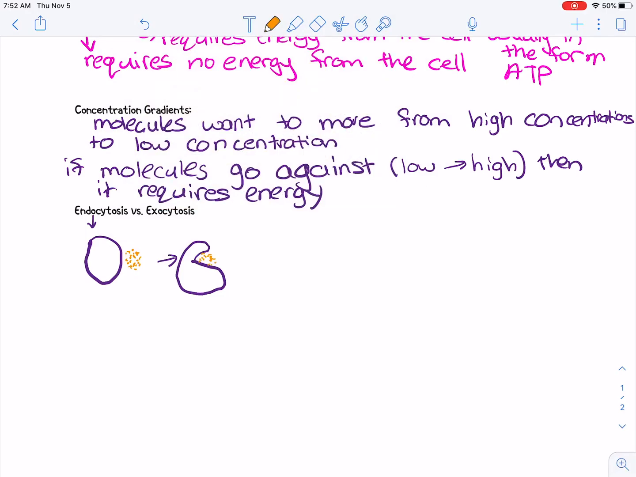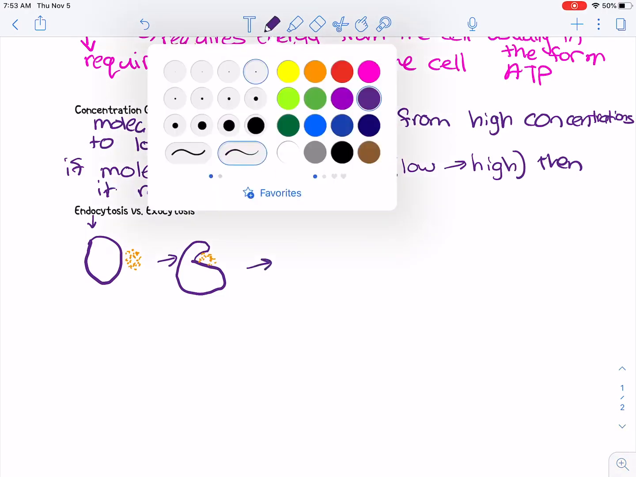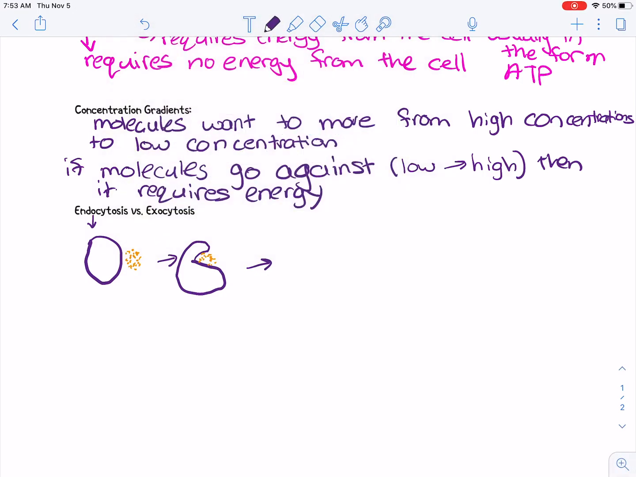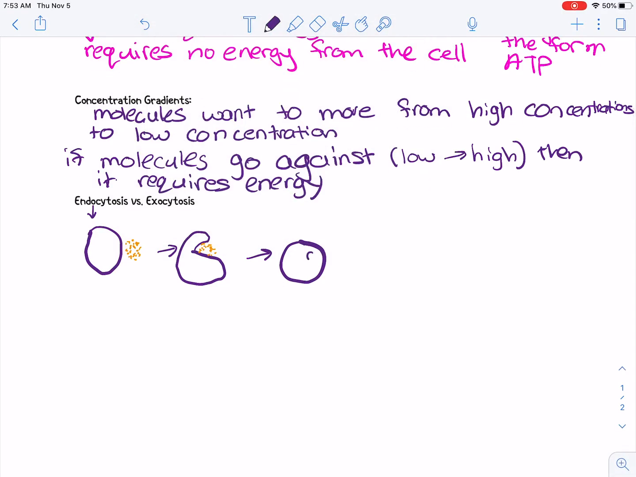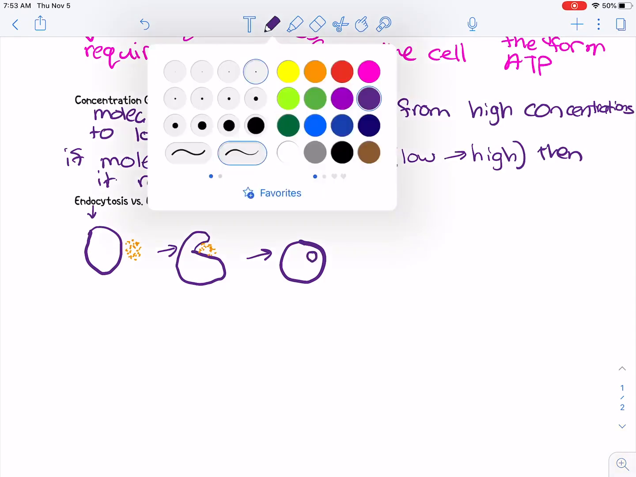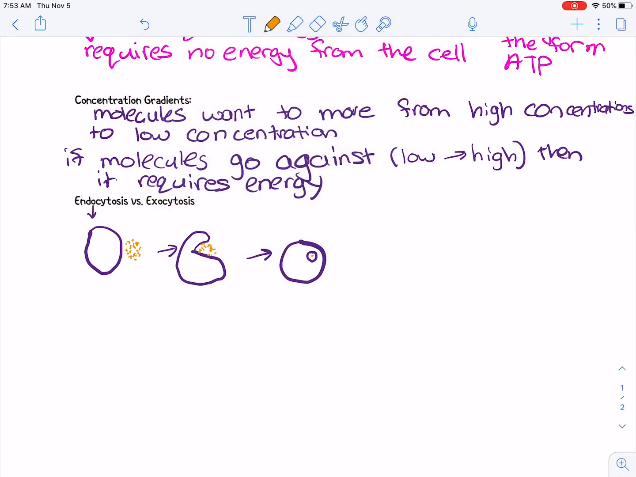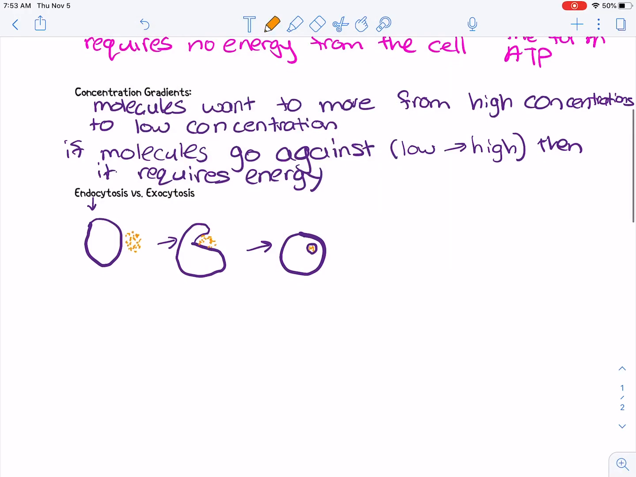So it begins to wrap around it, and then here we go. And eventually, we're going to have our cell, and I'm going to leave this like this. Then we're going to have a little vacuole, a little pinched in part of the membrane that has a bunch of that molecule from the outside. Okay, so it's actually going to pinch in. So that's endocytosis.